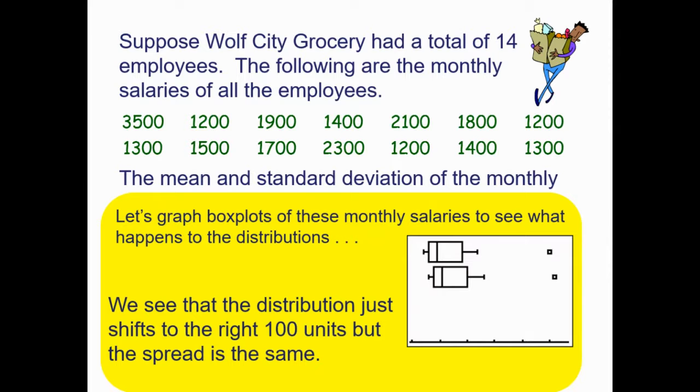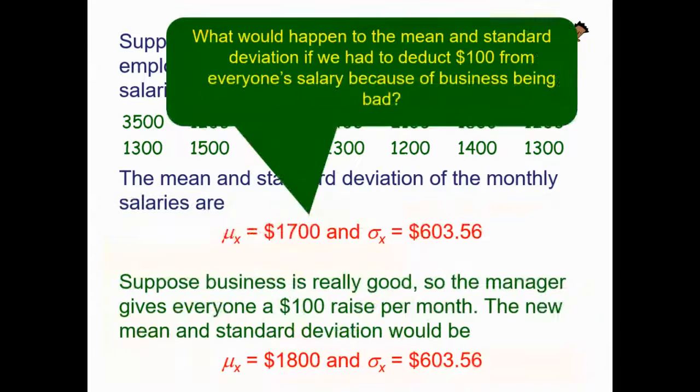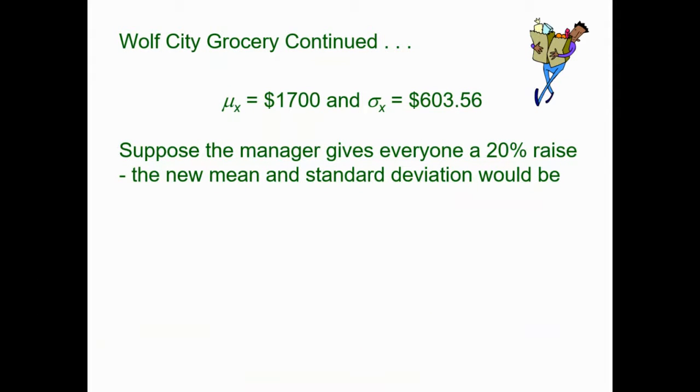Let's say the boss didn't want to give everyone a $100 raise. He wanted to do a 20% raise. So on this one, what can we multiply our original amount by to get the new total amount? 1.2. And if you're like, what, huh?